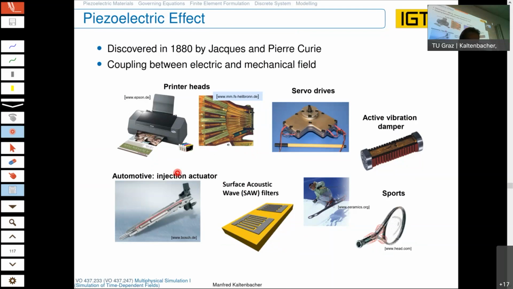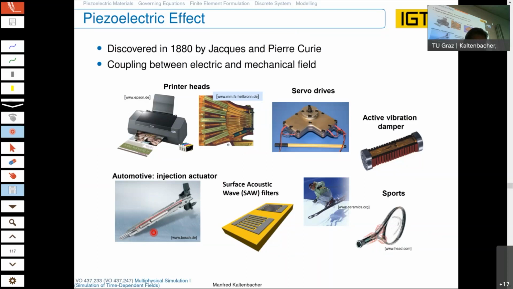A very prominent application are injection actuators, which are mostly electromagnetic ones, but you will not get that pressure and that dynamic range as you get for a piezoelectric stack. So actually what you see here, this part is a piezoelectric stack consisting of about 300 to 400 thin layers. In between are the electrodes.